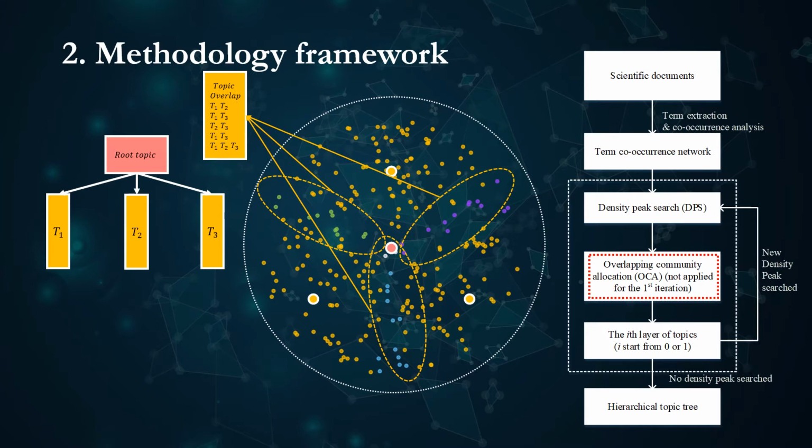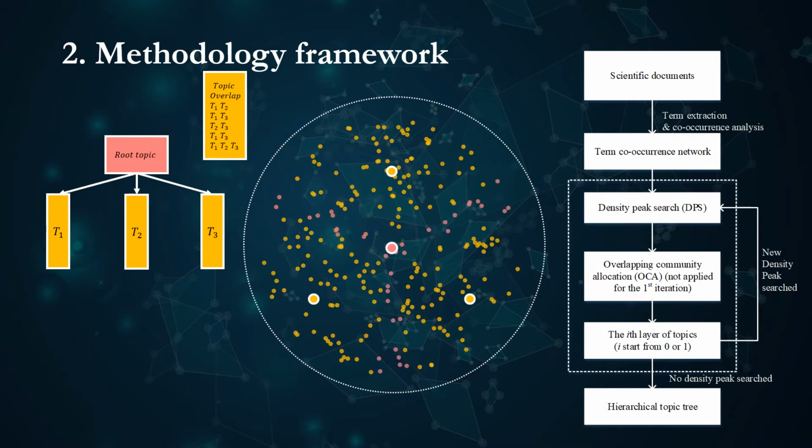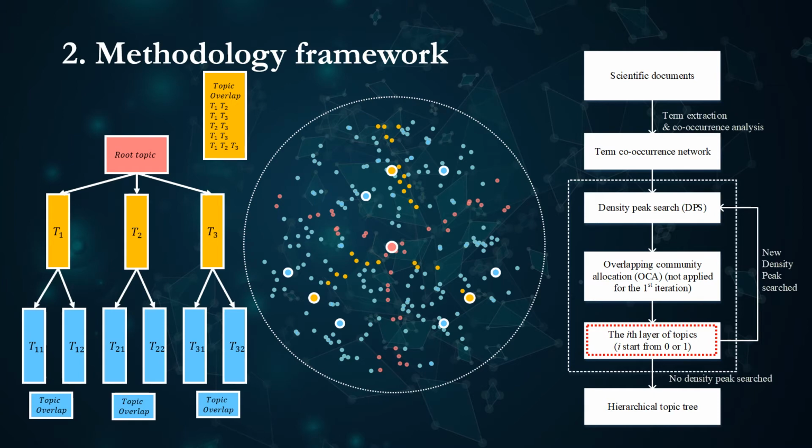And in the third iteration, we'll regard each yellow cluster as an individual network, and then still apply the density peak search. Let's say that we respectively discover 2 density peaks in each yellow cluster, and then the same process of overlapping community allocation forms 6 child topics and the corresponding topic overlaps. Then we'll check to see whether new density peaks can be found. If not, we'll end the iteration and obtain the final hierarchical topic tree at the left side.